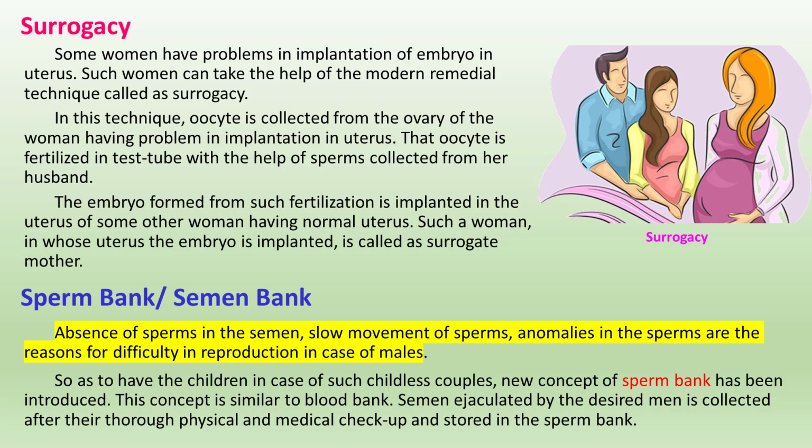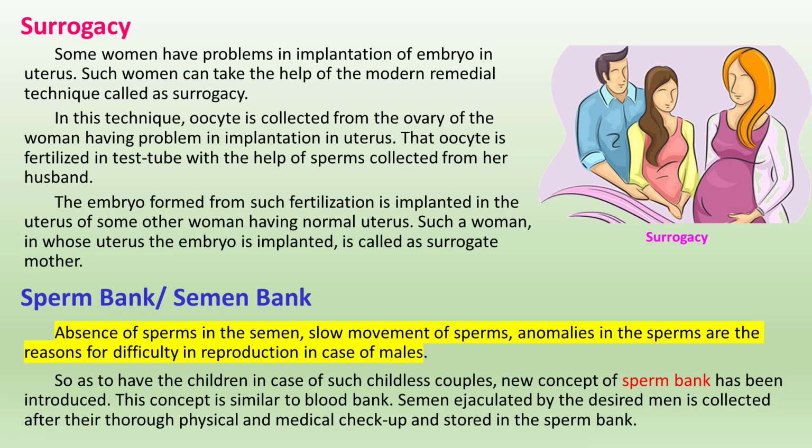The second process is surrogacy. Some women have problems in implantation of the embryo in the uterus. Such women can take the help of a modern remedial technique called surrogacy. In this technique, the oocyte is collected from the ovary of the woman having the problem. That oocyte is fertilized in a test tube with the help of sperms collected from her husband. The embryo formed from such fertilization is implanted in the uterus of some other woman having a normal uterus. Such a woman in whose uterus the embryo is implanted is called a surrogate mother.